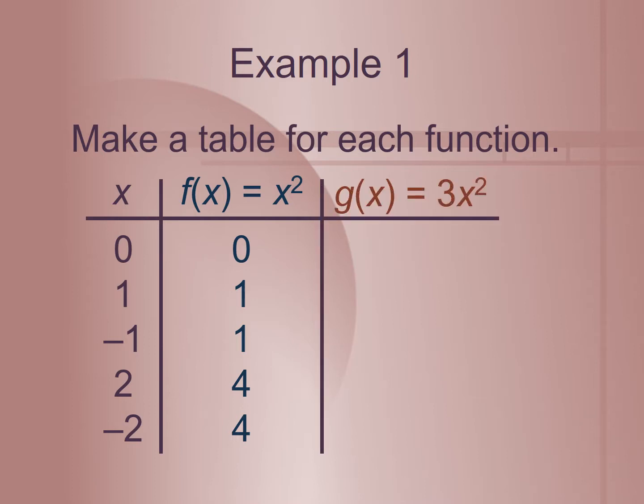So then we will look at another quadratic function. This one is 3 times x squared. So when we plug in 0, we get 0. When we plug in 1, we get 3. When we plug in negative 1, we get 3. When we plug in 2, we get 12. When we plug in negative 2, we get 12. Make sure that when you're plugging values in, that you are squaring them first and then multiplying by 3.